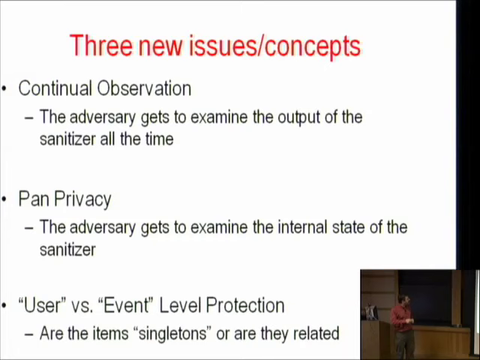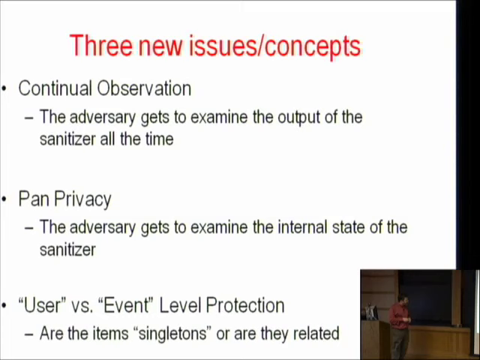Most of the talk I'm going to concentrate on this issue. Another point is what we call pan-privacy. Here, the adversary, from time to time, maybe once, maybe more than once, gets to examine the internal state of the sanitizer. Because it has a subpoena, because something leaked, because somebody decided we could use this data for other stuff. So we want to say that we're protected against such sort of leakage. So pan from inside and out. It's all private. Both the inside is private.